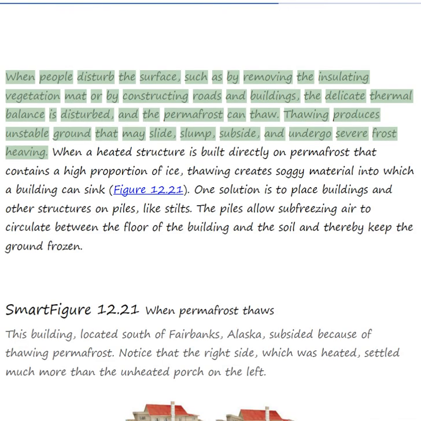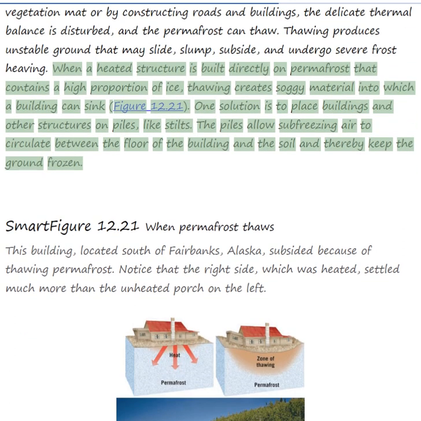When people disturb the surface, such as by removing the insulating vegetation mat or by constructing roads and buildings, the delicate thermal balance is disturbed, and the permafrost can thaw. Thawing produces unstable ground that may slide, slump, subside, and undergo severe frost heaving. When a heated structure is built directly on permafrost that contains a high proportion of ice, thawing creates soggy material into which a building can sink.